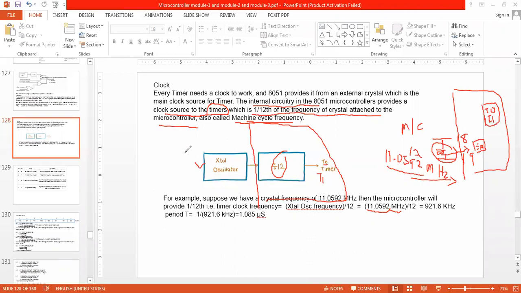This crystal frequency is 11.0592, but it cannot be only that. It can be anything. It can be 24 megahertz, 40 megahertz, 80 megahertz, or 100 megahertz. It is up to what we connect here. That value will be divided by 12, and whatever value we get here, that many cycles are called machine cycles.